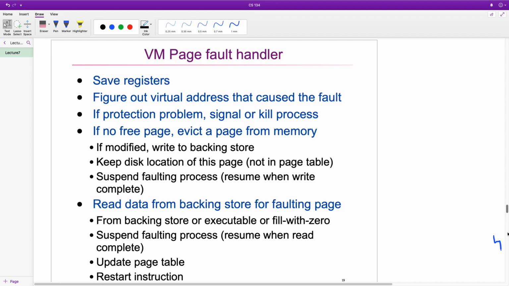Maybe it was previously saved to the backing store. Maybe this is from our executable. Maybe this is one of these fill-on-zero pages. And in any case, we then go ahead and fill it appropriately.